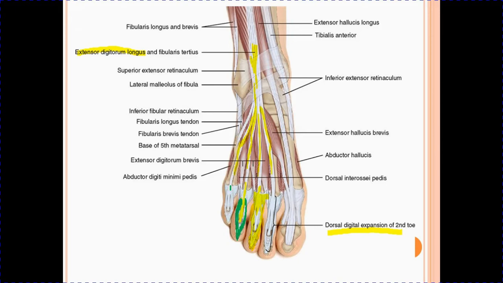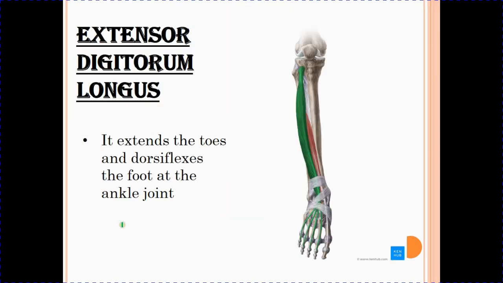The central one is inserted into the middle phalanx, and the peripheral slips move forward, move distally, and they unite with each other and they are inserted into the distal phalanx. So this insertion pattern is called dorsal digital expansion. You have done the same thing in the hand as well. Okay. So we will move to the next now.